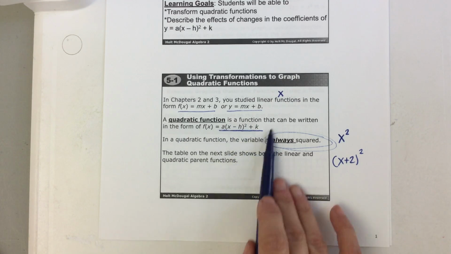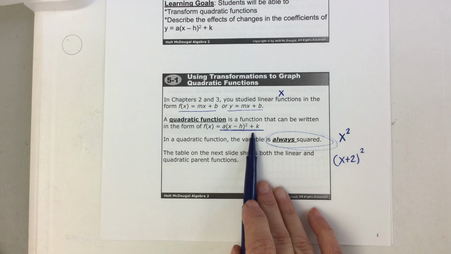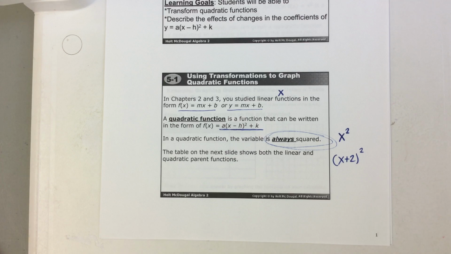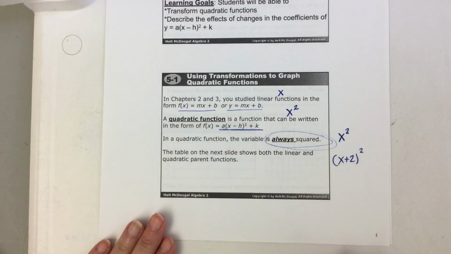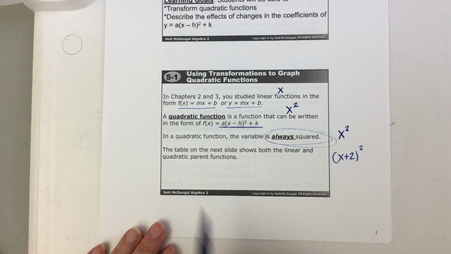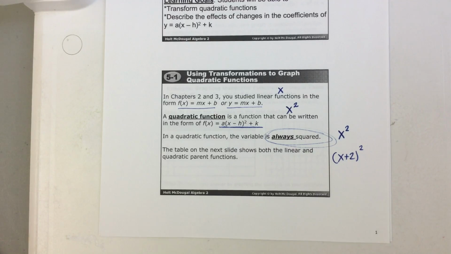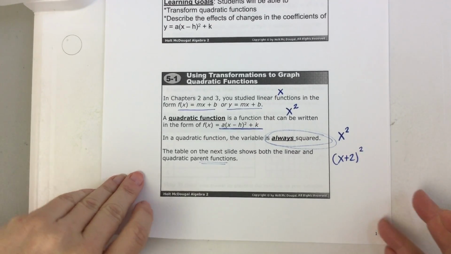Sometimes this is called transformation form, because you can quickly see any of the transformations that occurred from the parent function, which is x squared when we're talking about quadratics. The table in the next slide shows both the linear and quadratic parent functions. Let's go ahead and look at those.